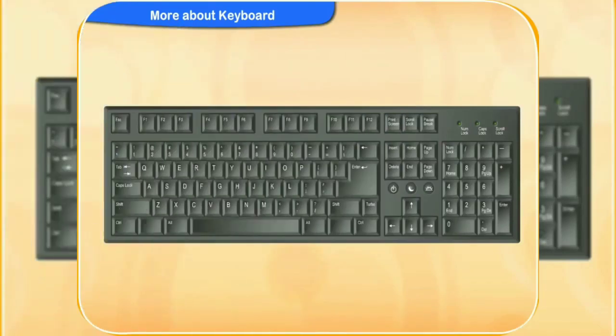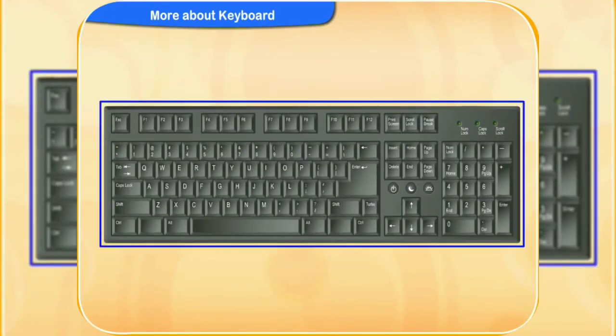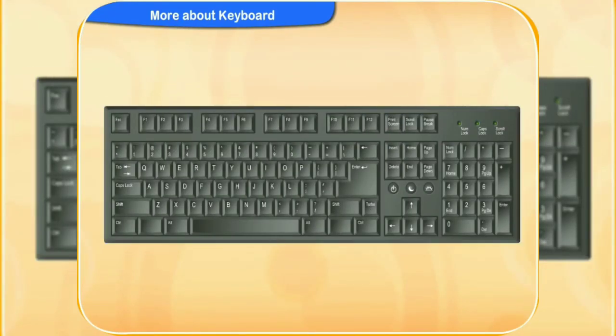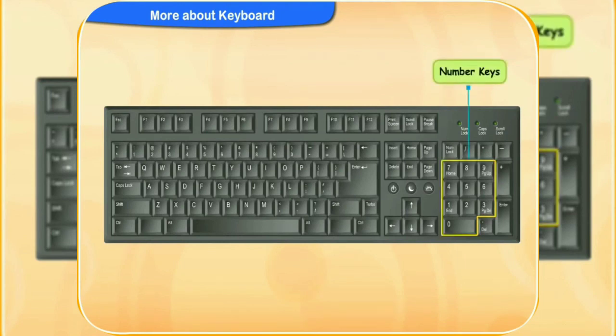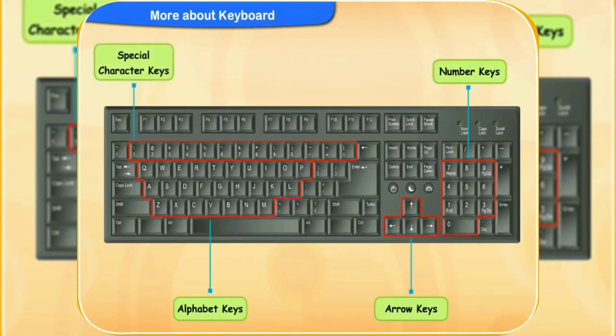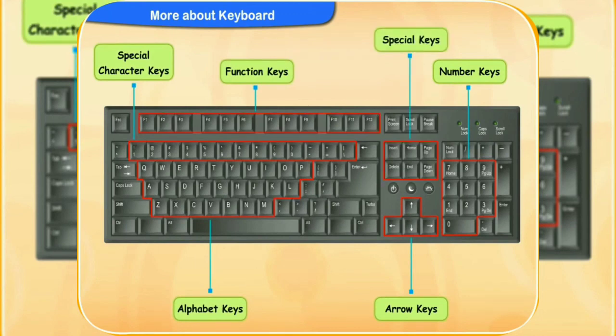Well, we use the keyboard to type numbers, words, and symbols on the computer. Correct. You see, a keyboard has 6 different types of keys on it. What are they, Clicko? They are the number keys, arrow keys, alphabet keys, special character keys, function keys, and special keys. Tell me more about them.